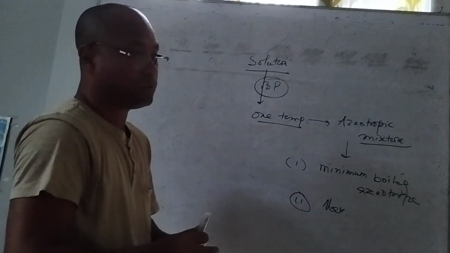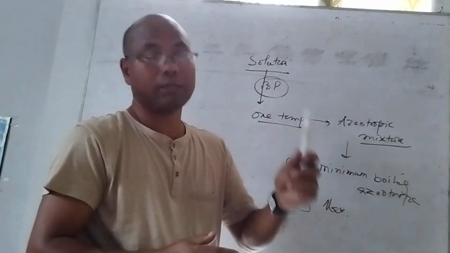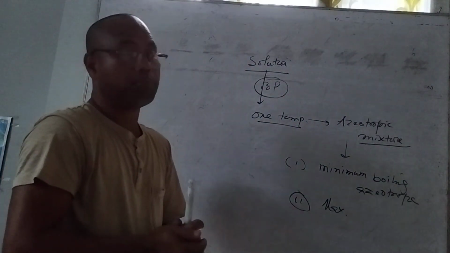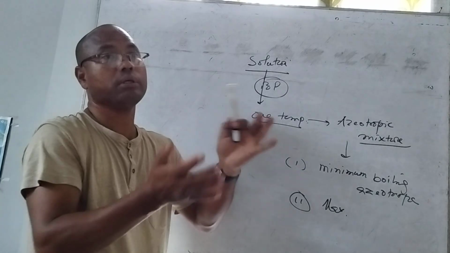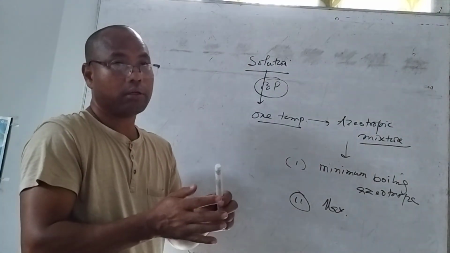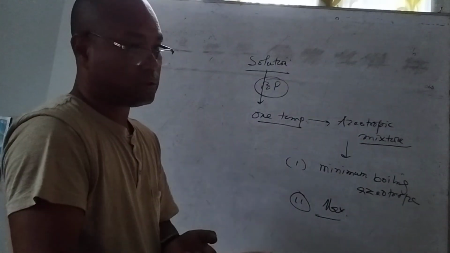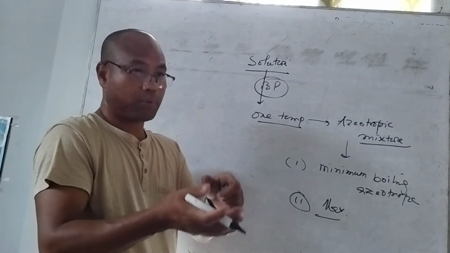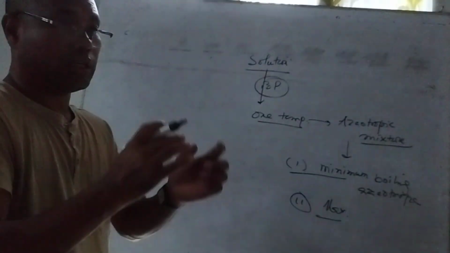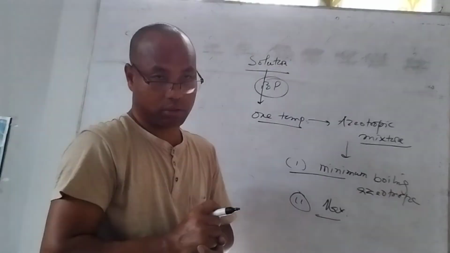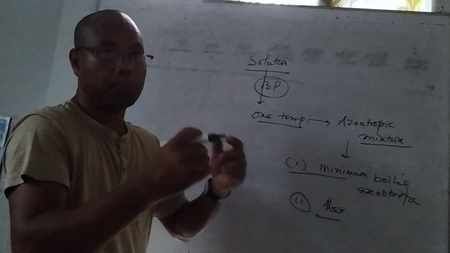So what are the minimum boiling azeotrope and the maximum boiling azeotrope? As I said before, a mixture of two liquids boils at one temperature, but that mixture boils above or below their boiling points. Mixtures that boil above their boiling point are the maximum boiling azeotrope. Mixtures of two liquids that boil below their boiling point are the minimum boiling azeotrope, right?